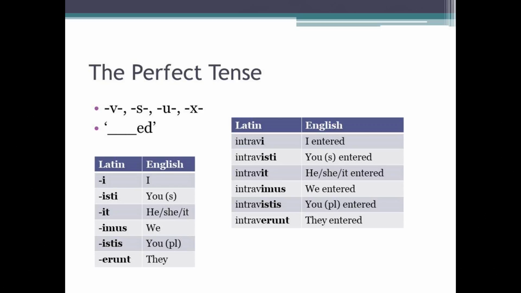So the endings, just to consolidate, are i, isti, it, imus, istis, erunt. I'll leave the slide up for a couple more moments just in case you want to go back over those endings.